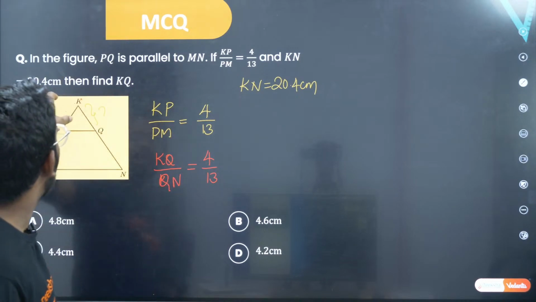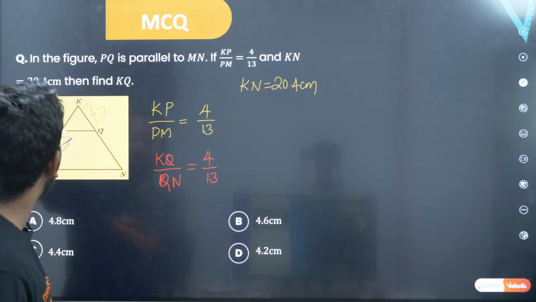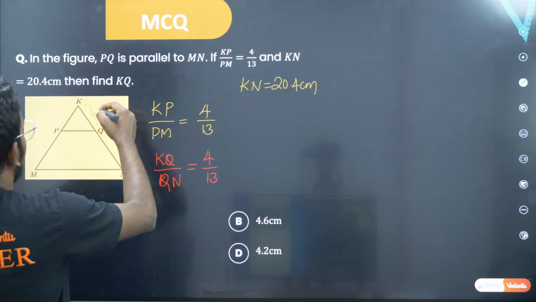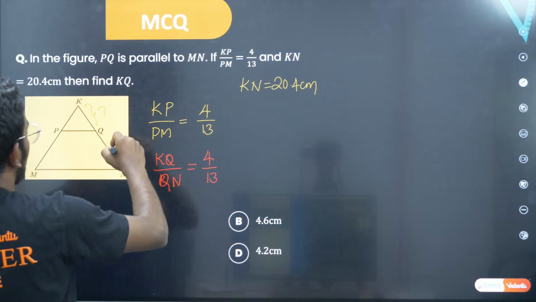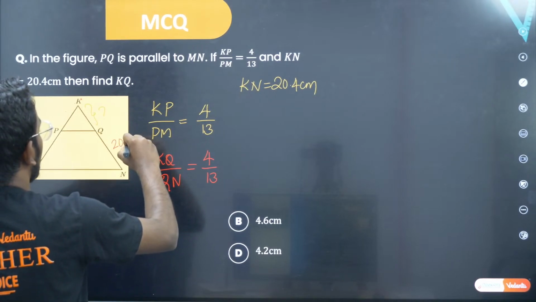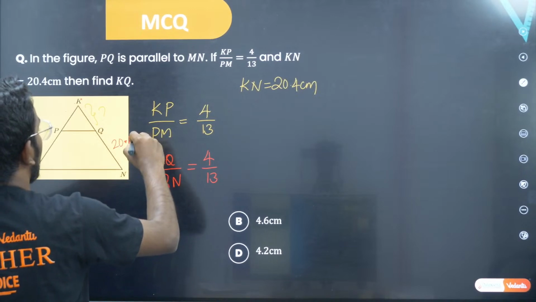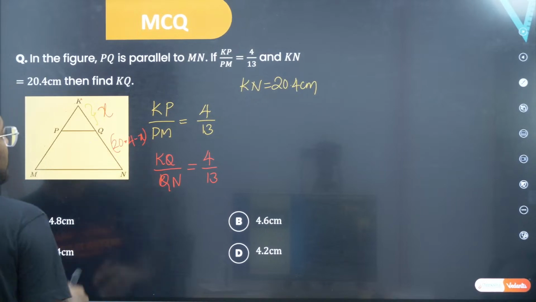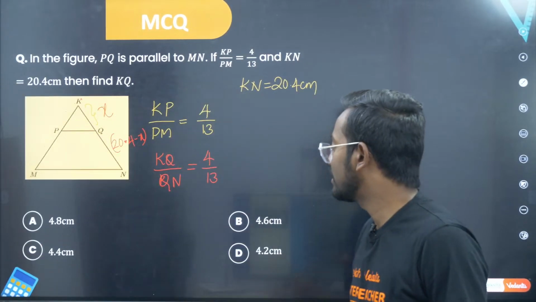How? Sir, you have 20.4, so the total is 20.4. Yes, the whole total is 20.4. So let me take this Qn as 20.4 minus x. So what is x here? I'll take this as x. So now your job is to find what x is. So that is one way of getting the answer, right?